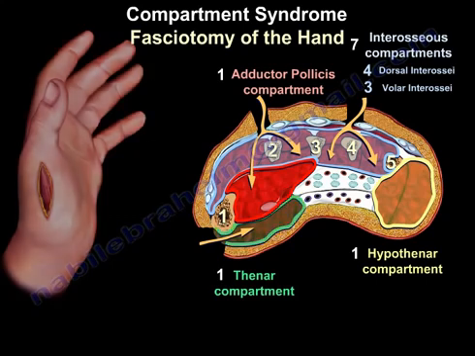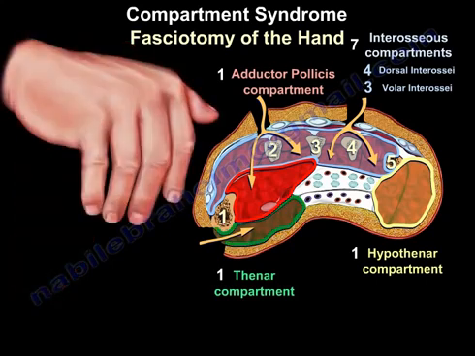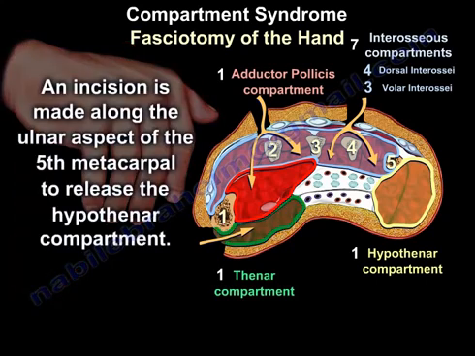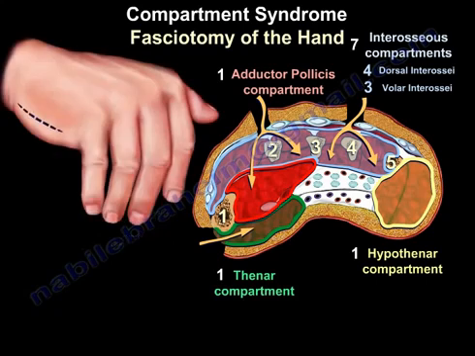Release of the hypothenar compartment may also be necessary. The incision is made along the ulnar aspect of the 5th metacarpal to release the hypothenar compartment.